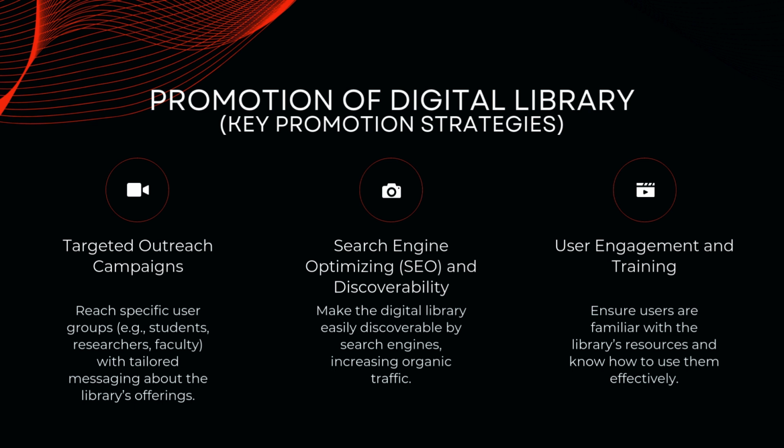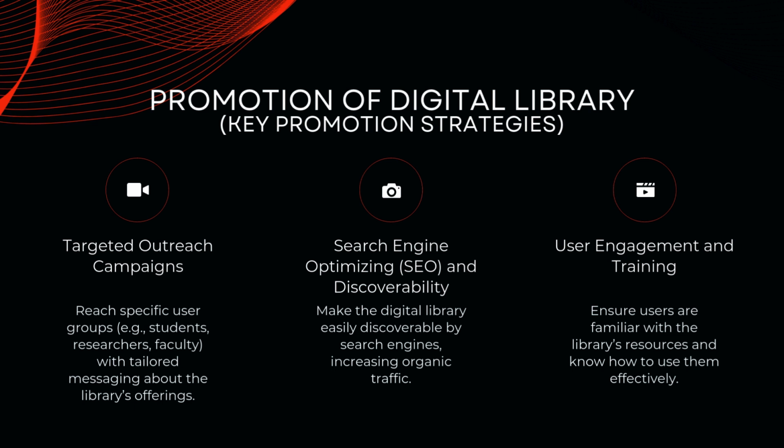The second strategy is search engine optimization, SEO, and discoverability. This strategy focuses on making the digital library easily discoverable through search engines. For instance, when users search for academic topics online, library resources should appear in search results. Improved discoverability increases organic traffic and encourages users to access library materials directly.